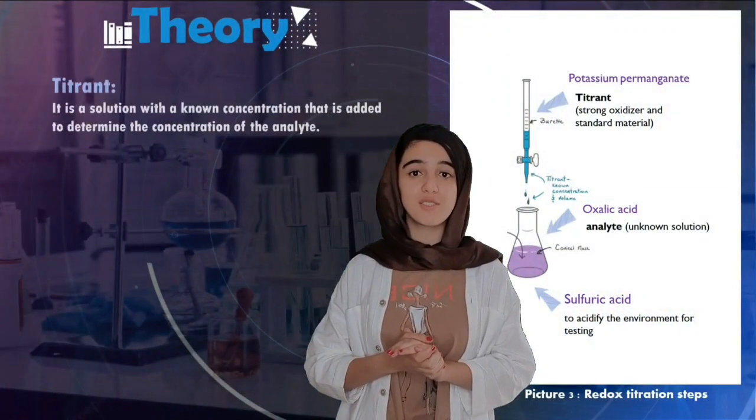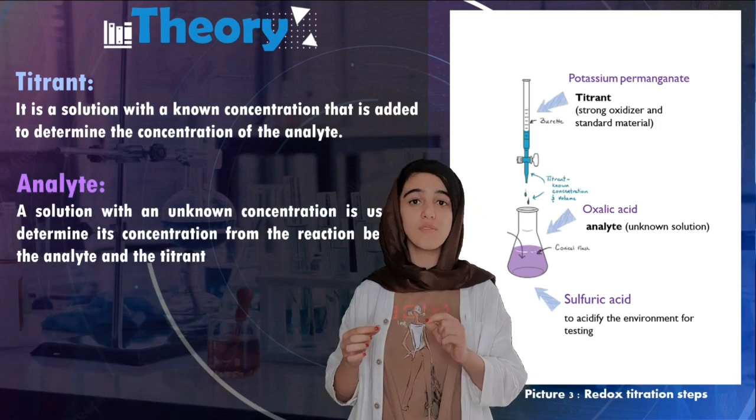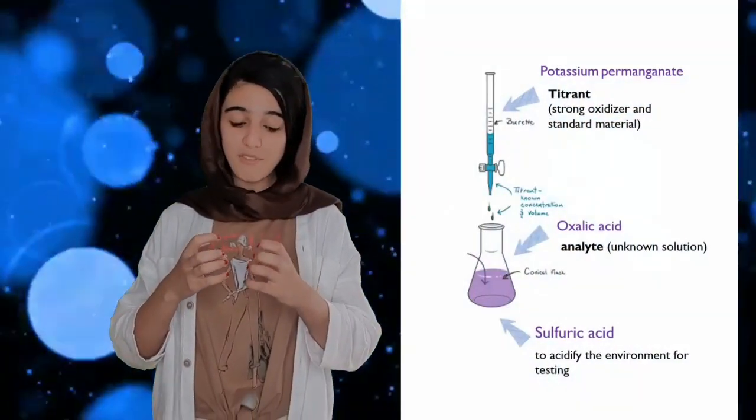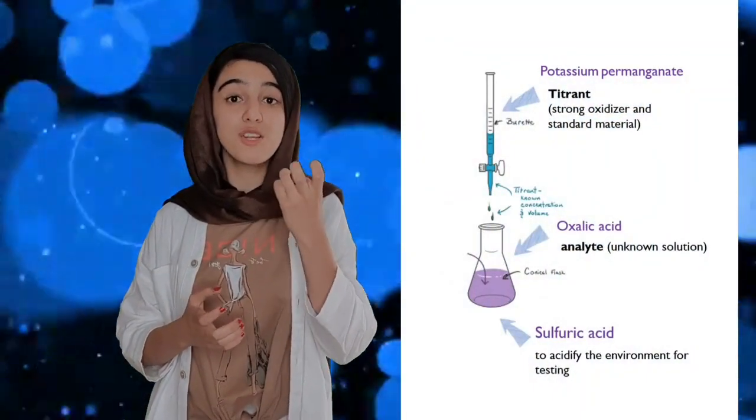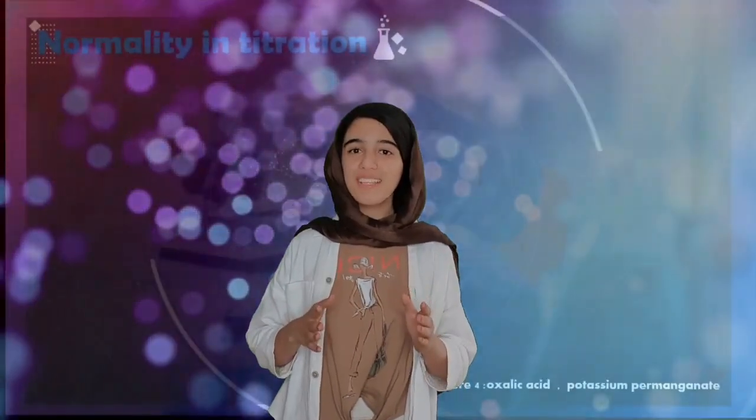In this part of theory, we want to talk about two main solutions in titration called titrant and analyte. Titrant is a solution with a known concentration, and analyte is a solution with an unknown concentration. We have a reaction between analyte and titrant, and after that we can know the concentration of the analyte. An analytical technique that involves redox titration using potassium permanganate, used to determine the analyte or oxalic acid concentration, is named manganometry. And here, about normality in titration.